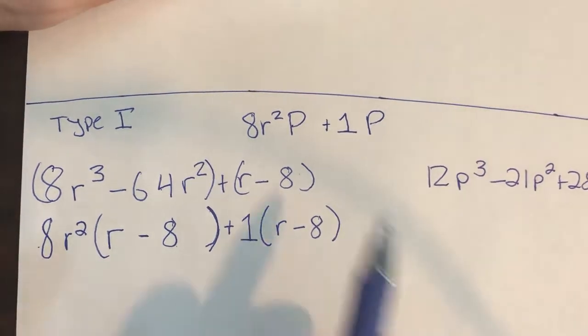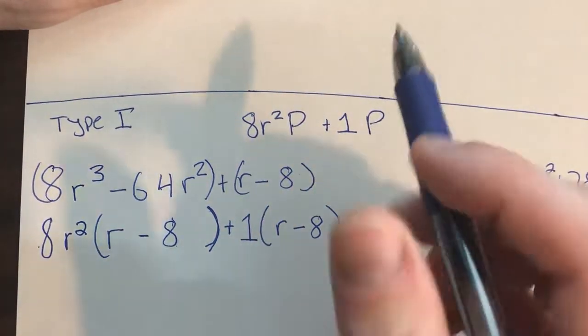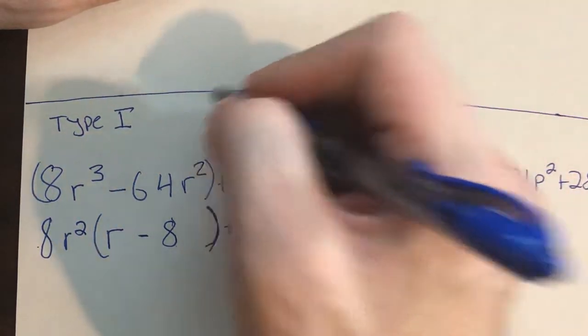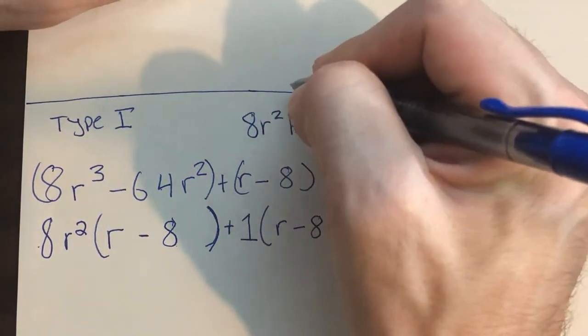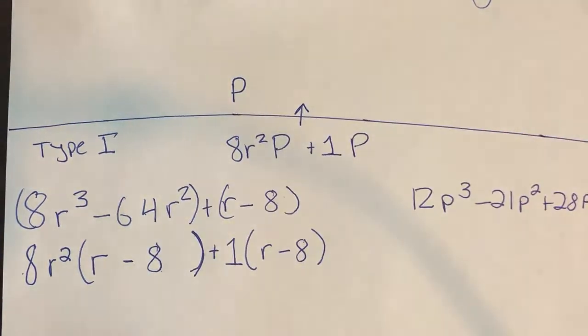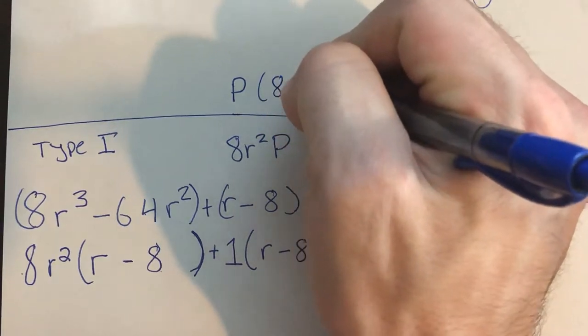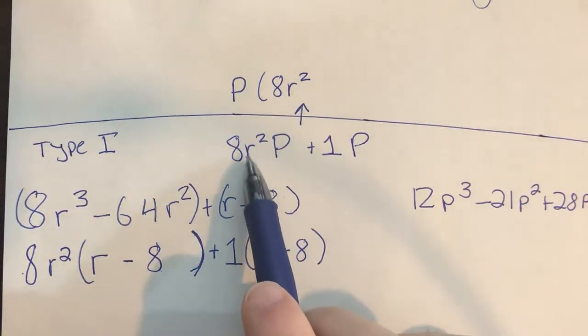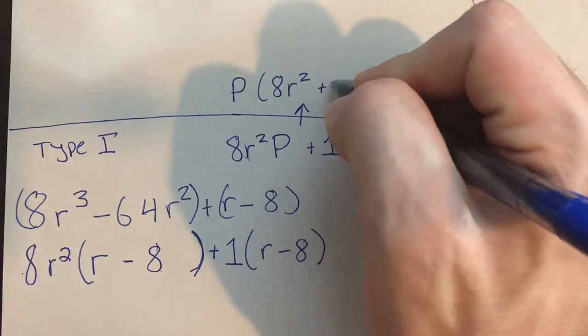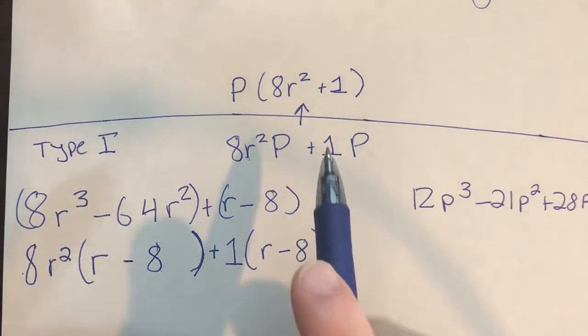Well, if these were just p's, notice how these have a common factor. What I could do is factor out that p. Maybe I'll show you up here. I could factor out that p. And if I did that, all I would have left is 8r squared from this piece plus 1 from this piece, okay?